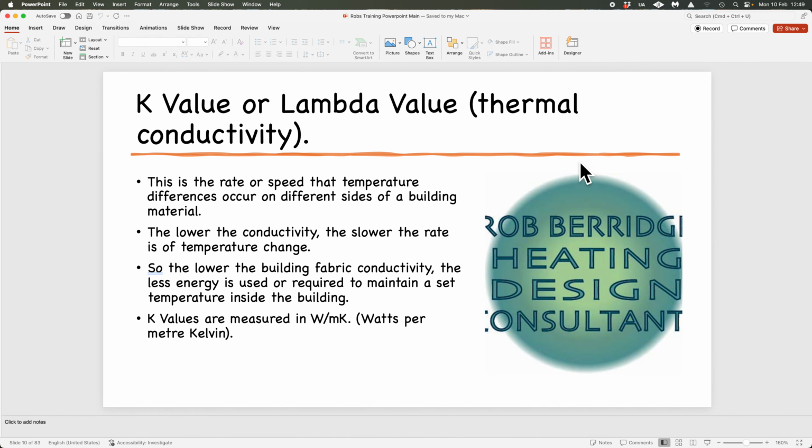And as I say, for these conductivity lists, you have to do a simple Google search on conductivity values, and there will be absolutely loads that come up. So you can easily identify different conductivity values. And the last part on this point is that K values are measured in watts per meter Kelvin.